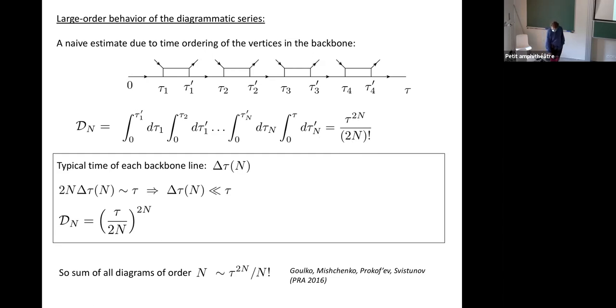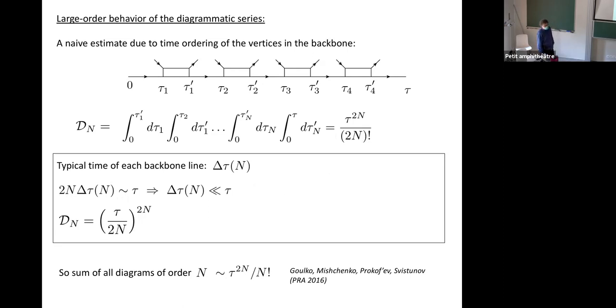It's simple to see that because I will use a similar argument in what comes next in a slightly more complicated situation. If we say that the order is high and these typical times are short, the typical time of each line would be delta tau of n. I have 2n lines, so 2n times delta tau must be of the order of tau. Therefore, if I have 2n of these lines, the contribution will just be tau over 2n to the power 2n, which is the same as this result up to an exponential.